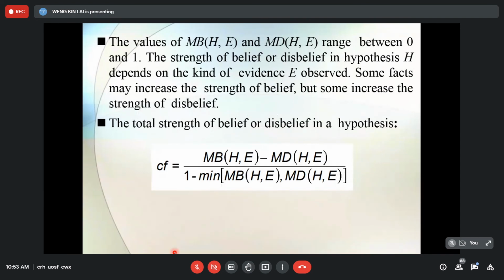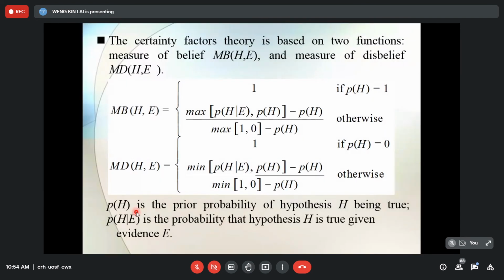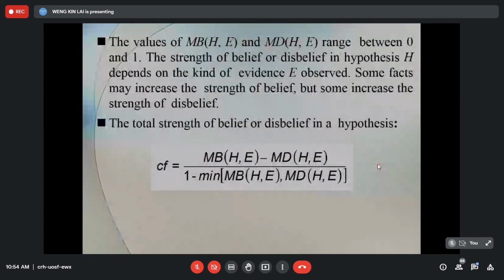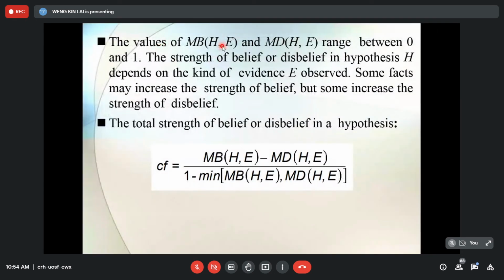Now the values here, as a result, are either 1 or 0, so it ranges from 0 to 1. Both of these can lie between 0 and 1. Now the strength of belief or disbelief in your hypothesis H depends on the kind of evidence E observed. What do you see? What do you get in your evidence E? Some facts may increase the strength of belief, but some facts will increase the strength of disbelief. Of course, this is based on the equation there. Depending on the value of your evidence, those will change.